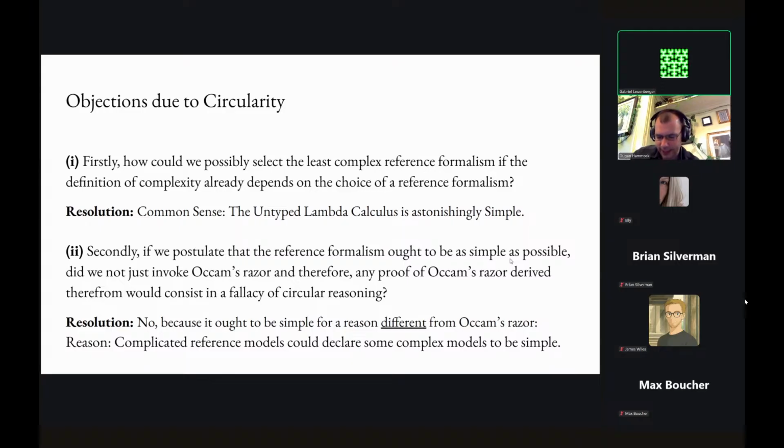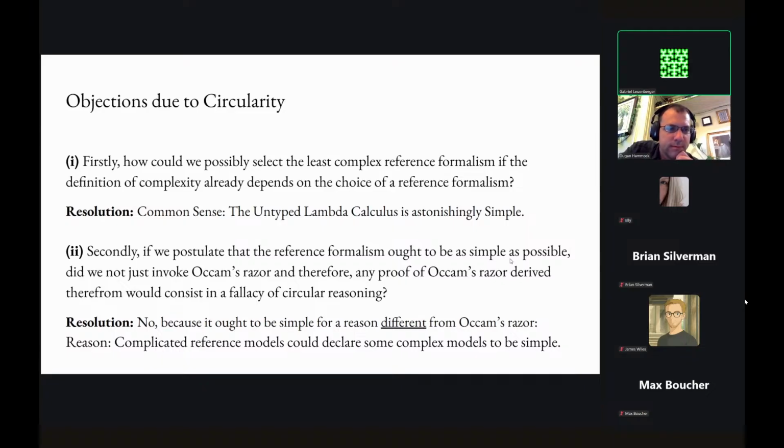Right, I see. So it's like the complexity of the subroutines that you're invoking. You could write a one-liner program and say, oh, this is a simple program, but the functions you're calling are in themselves very complex. Yeah, and we don't want to allow that. So the reference formalism needs to be as simple as possible, and the untyped lambda calculus is just that.